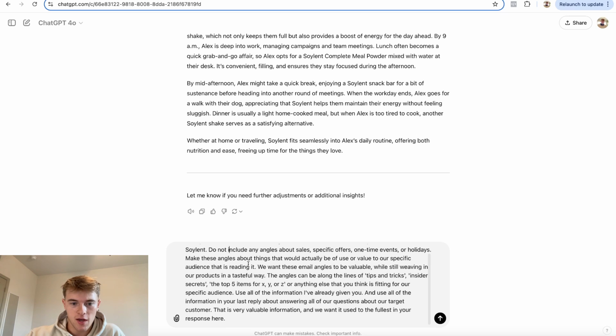Do not include any angles about sales, specific offers, one-time events, or holidays. Make these angles about things that would actually be of use or value to our specific audience that is reading it. We want these email angles to be valuable while still weaving in our products in a tasteful way. The angles can be along the lines of tips and tricks, insider secrets, the top 5 items for X, Y, or Z, or anything else that you think is fitting for our specific audience.